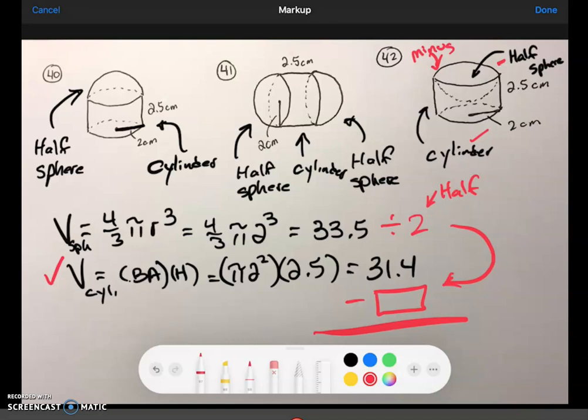Okay, hopefully that makes sense. Study the pictures. What are you actually looking at? For the surface area, what is actually on the outside? For the volume, what is it made up of? The different types of components.